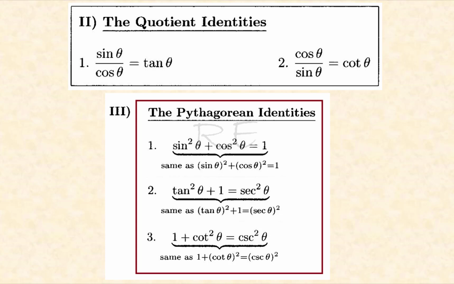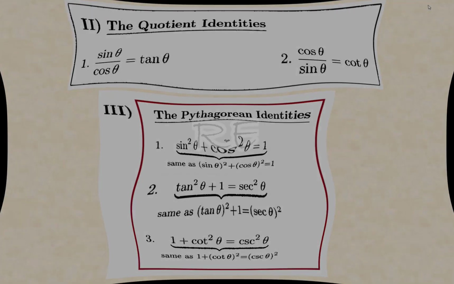Quotient identities: sine theta over cosine theta is equal to tangent theta. Cosine theta over sine theta is equal to cotangent theta. Pythagorean identities: sine squared theta plus cosine squared theta is equal to 1. Tangent squared theta plus 1 is equal to secant squared theta. And 1 plus cotangent squared theta is equal to cosecant squared theta.